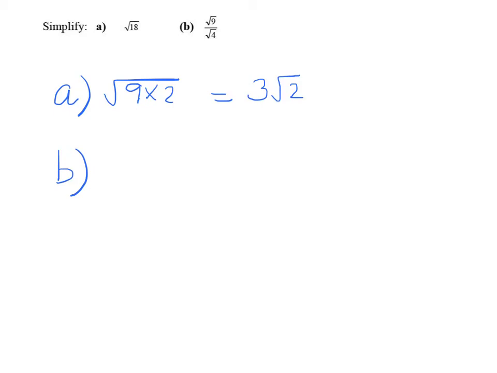For B, I've got root 9 over root 4. It's straightforward. Don't try to do anything complicated here. The square root of 9 is 3. And the square root of 4 is 2.